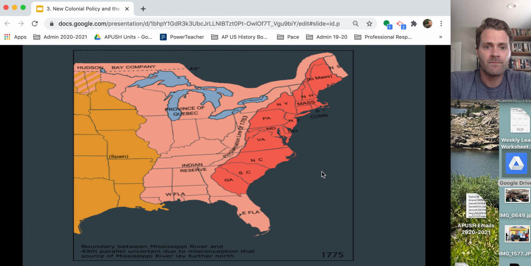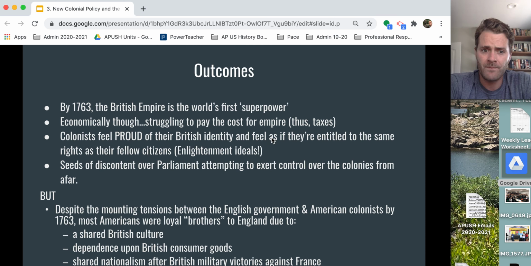So this is what the line looks like. There it is. There's the Proclamation Line. It just follows the Appalachian Mountains there. And the rule is colonies can do whatever they want here. They just can't spread out. And of course, it is largely ignored.